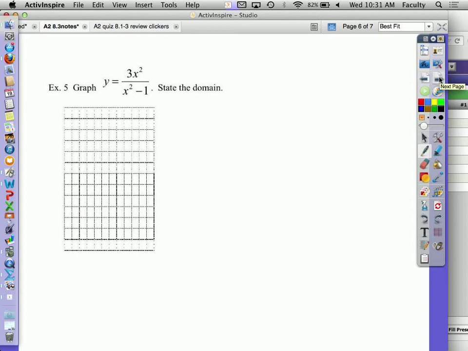We're going to do another one like this. It says we want to graph y equals 3x squared over x squared minus 1. So we're going to start with the vertical asymptote. Now this one's different from the previous example because it's x squared minus a number. Those have a solution to them. X squared plus a number does not. This one's a difference of two perfect squares, so I will factor it.